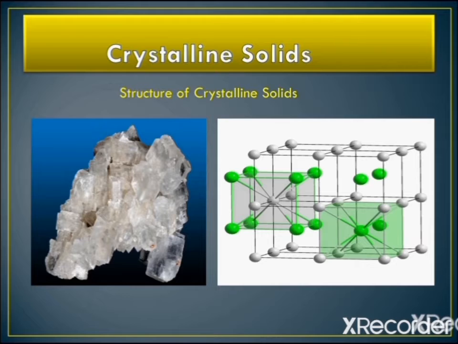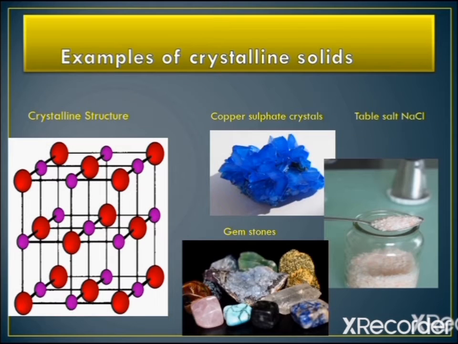Crystalline solids have sharp melting point. The below figure shows the shape of sodium chloride crystal. Notice that sodium ions and chloride ions are closely packed together in regular array. Examples of crystalline solids are copper sulfate crystals, common table salt NaCl, and gemstone.